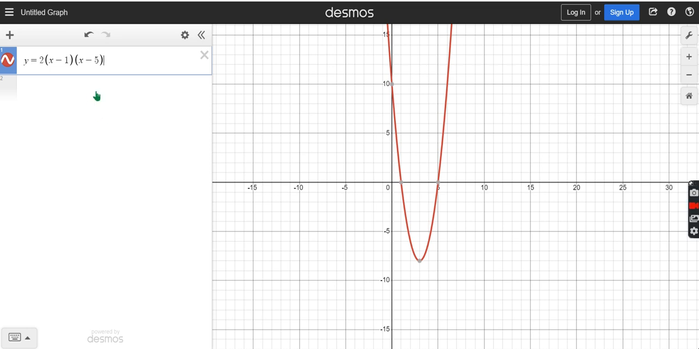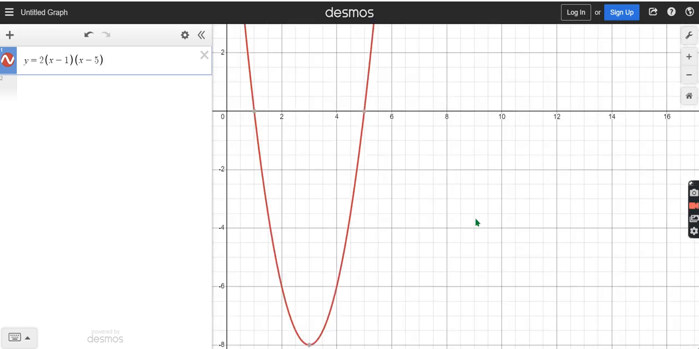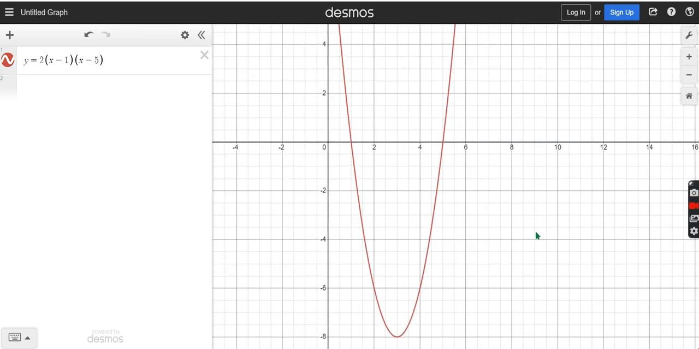But the purpose of this special way of writing the equation of the parabola is that the 1 and the 5 are significant. If you look at the graph, and I'll actually zoom in a little bit so you can see it, you see where the 1 and the 5 are. 1 and 5 are the x-intercepts of the parabola. Okay, so when we write an equation in this form, it's actually called factored form. Those two numbers in the bracket will give you the x-intercepts.